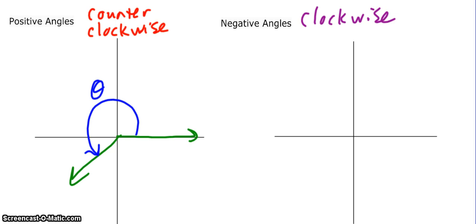If I draw a similar angle, but now I'm going to go this way, I'll call it a different variable just so we don't get confused. Let's call this beta. Then theta would be a positive number, whether it's in radians or degrees, which we'll find out about in a minute. And beta would be a negative number. Again, it doesn't matter if it's in radians or degrees. Positive angles counterclockwise, negative angles clockwise.